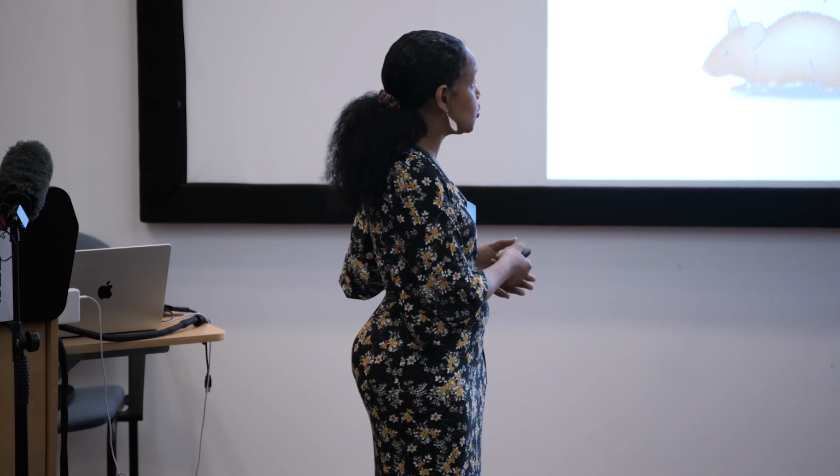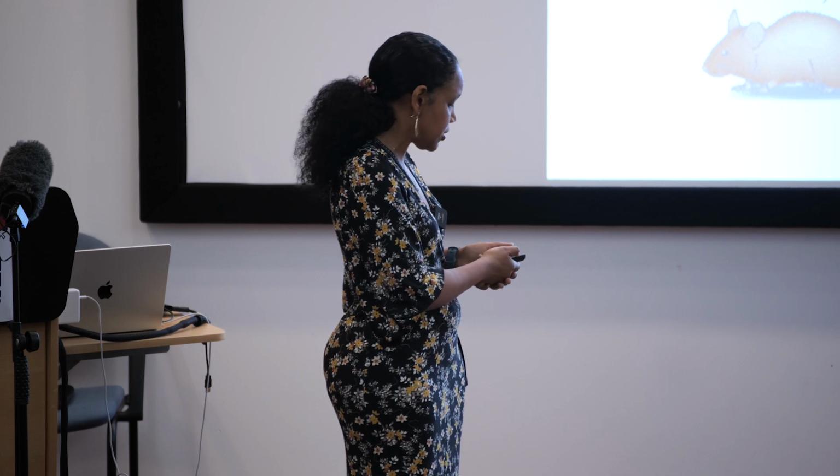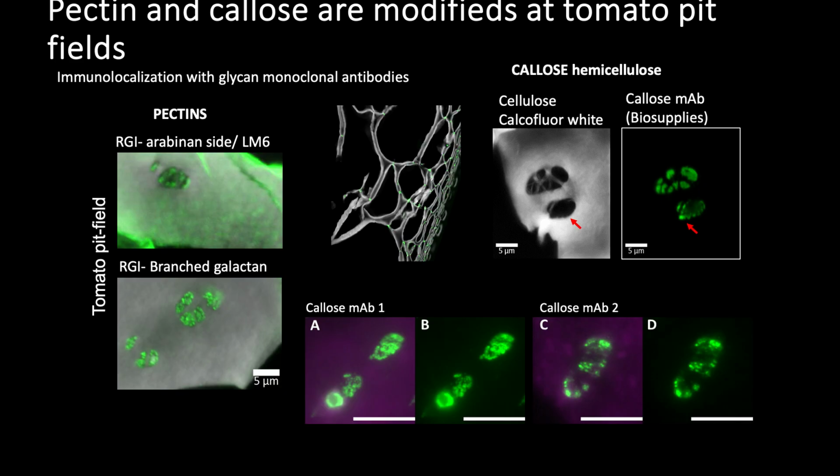So these two players allow us to use these molecular probes to understand what are the properties of the cell walls around pit fields and outside of these pit fields. And pit fields are simply clusters of Plasmodesmata. If we look at immunolocalization, which is where we use these probes, we can see in green here that these pit fields are rich in certain types of pectins.